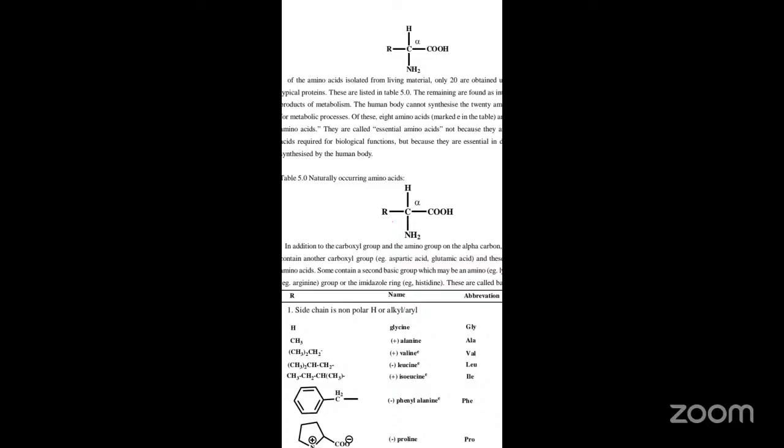Non-essential amino acids are those which are produced in the body. Your body is going to produce these amino acids, so we need not take these amino acids from the outside. Those are called the non-essential amino acids.